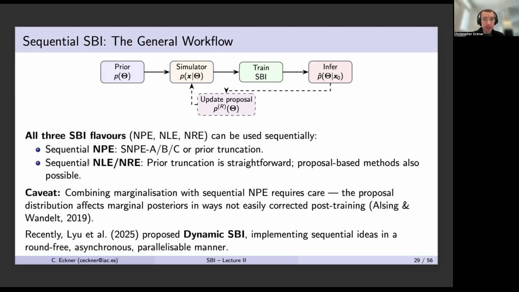Also, combining marginalization and sequential neural posterior estimation typically leads into trouble and it doesn't work at all. The others might do, however. And just to mention it, there is also a very recent way of doing simulation-based inference in a dynamic way. What the people there are doing is sequential inference, but not in rounds; it is round-free, asynchronous and parallelizable. So what is the idea behind this?